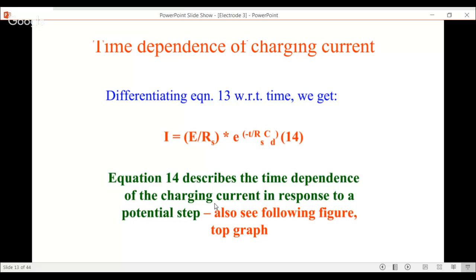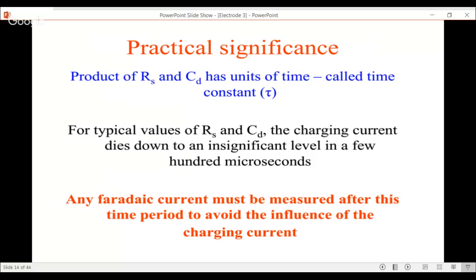Potential step means the potential we are applying, for example from 0 volt to 5 volt or like that. The product of Rs and Cd has units of time and is called the time constant. The product of resistance and capacitance is why it is tau.